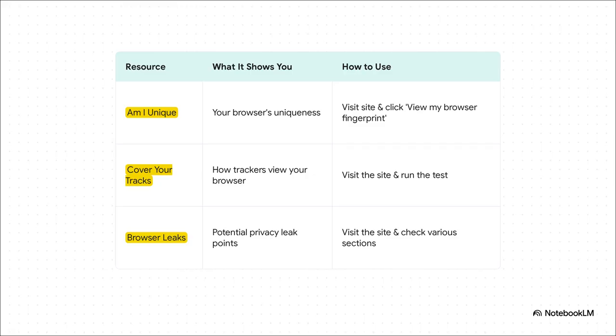And the best part is, it's incredibly easy to check for yourself using some awesome free tools. Websites like Am I Unique will literally give you a score on how identifiable your browser is. The Electronic Frontier Foundation has one called Cover Your Tracks that shows you exactly what trackers see. These are fantastic resources to really get a handle on your personal risk level.